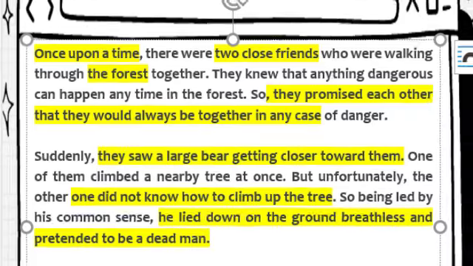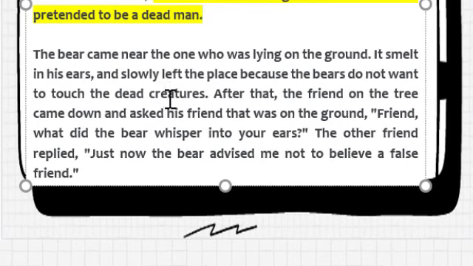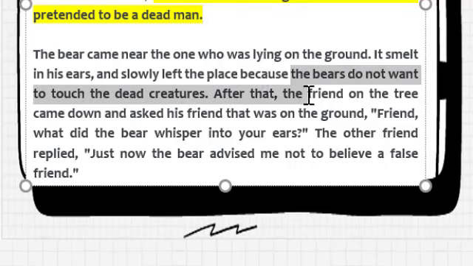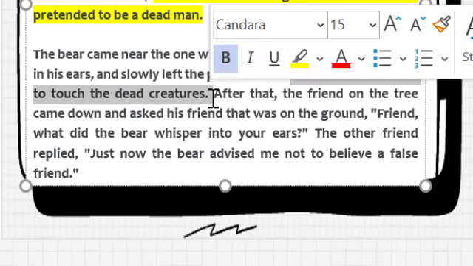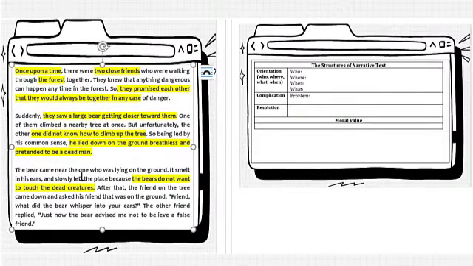And the resolution of the case: finally, they are safe because the bears do not want to touch dead creatures. And what is the moral value from this story? A true friend in need is a friend indeed.